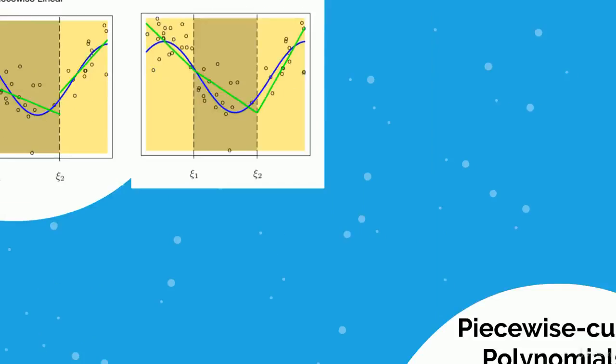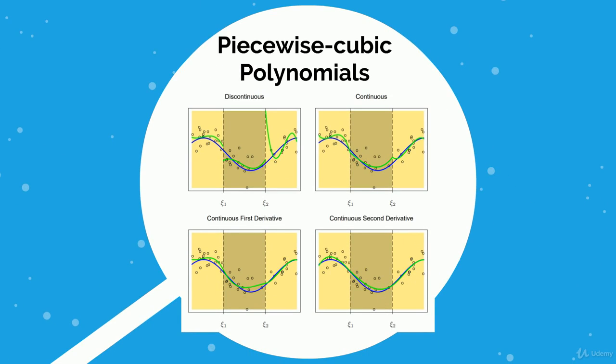However, let's move on to the polynomial example, because this is actually the one we ultimately want to get to. So the piecewise cubic polynomials. In the first example, we have discontinuous functions. At the knots, there are no requirements, and an individual polynomial has been used to fit the data in each interval. So we're using three different basis functions here, no requirements at the knots.